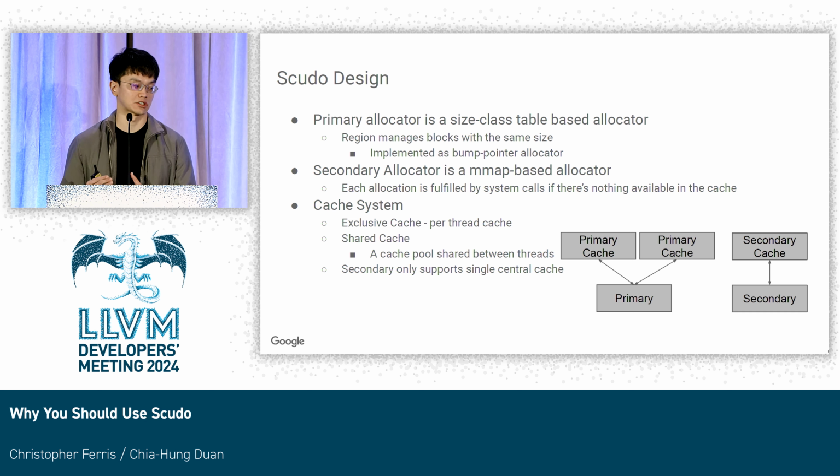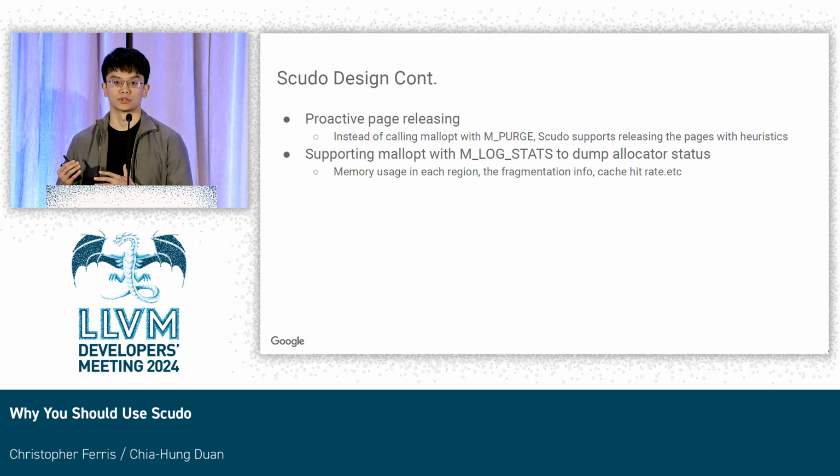Another thing we want to mention is the proactive page releasing. As we know, the memory allocator usually prepares several pages for different sizes allocation. And when those pages are not in use, they may not be released just in time, or you have to manually release them. In Scudo, we support a mode which will proactively release the pages for you.